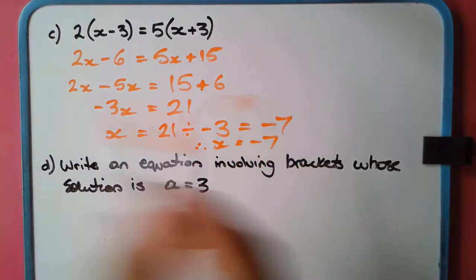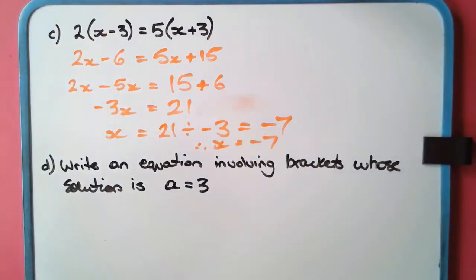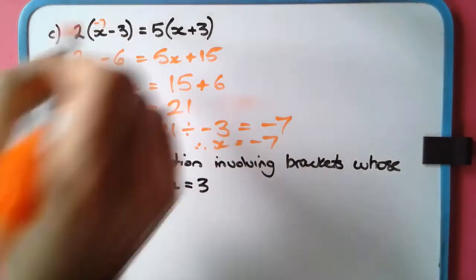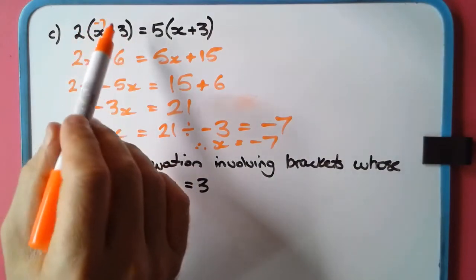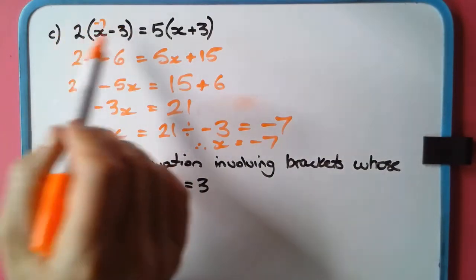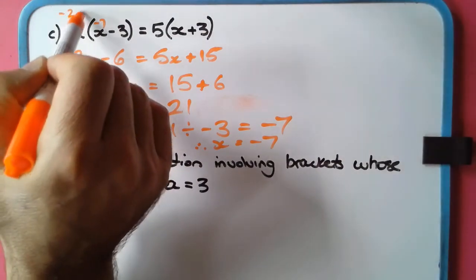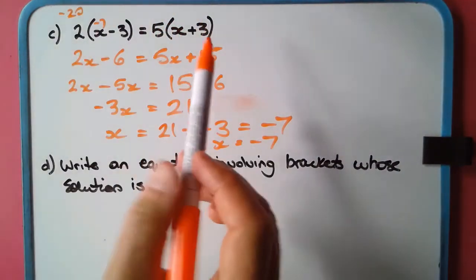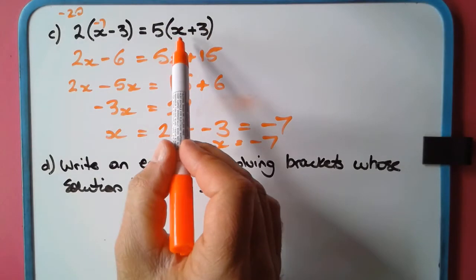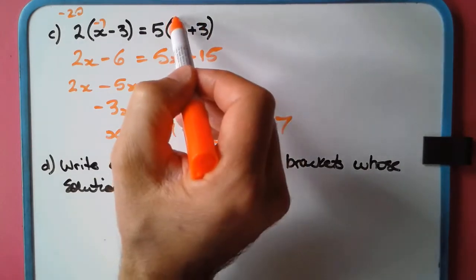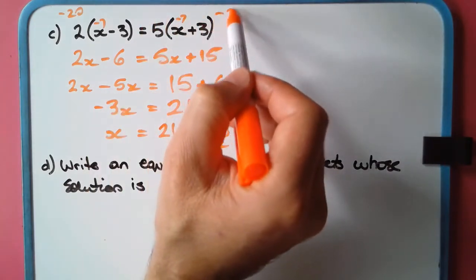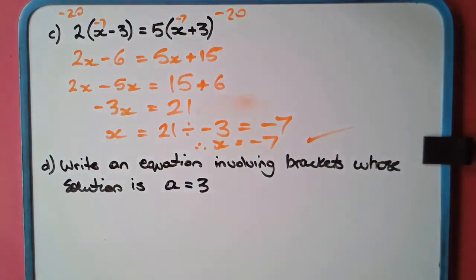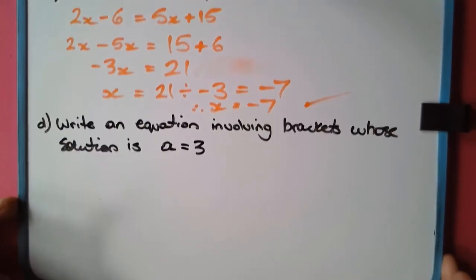Does that work? If we substitute negative 7 into the original equation, if we put a negative 7 there, negative 7 minus 3 is negative 10. Negative 10 times 2 is negative 20. So we get negative 20 on this side. Does it work on this side here? Well, we've got negative 7 plus 3. Negative 7 plus 3 is negative 4. Negative 4 times 5 is also negative 20. So that works.